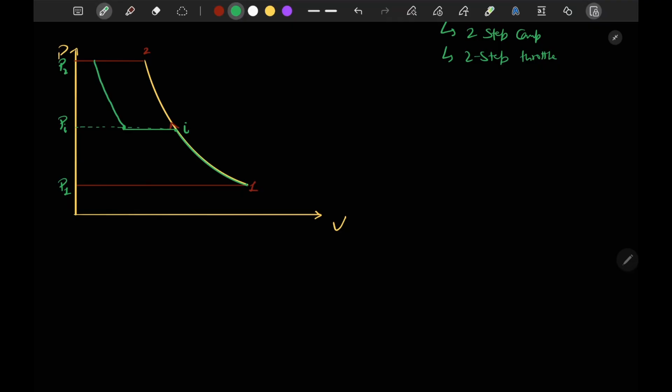It is compressed to point 2 dash. Now we can see that this region, this area of the curve, is the work saved due to intercooling.